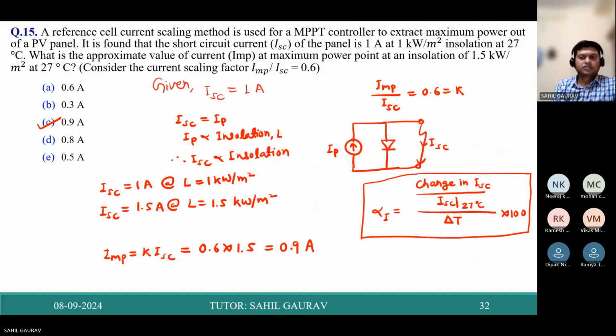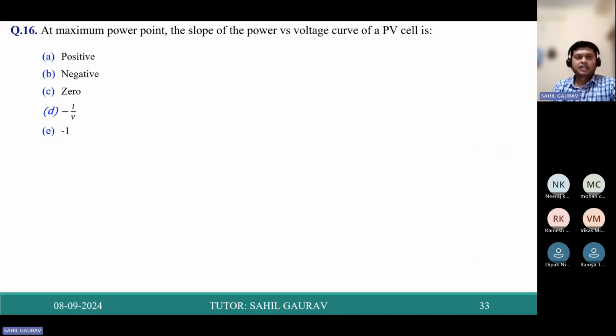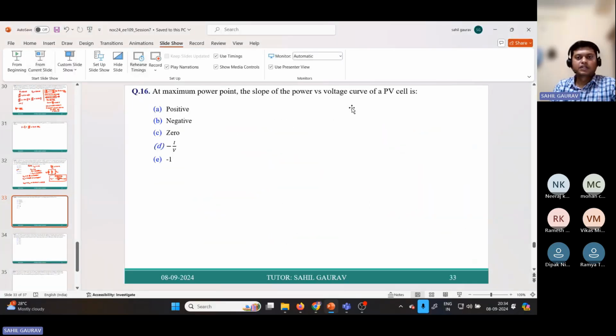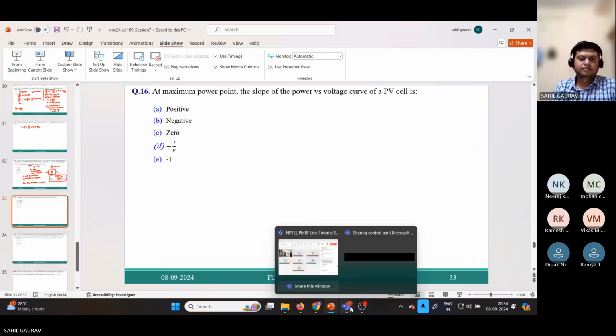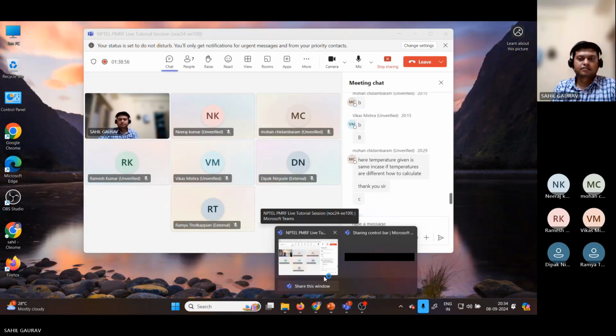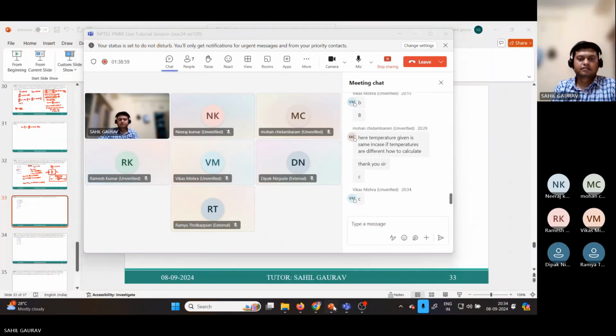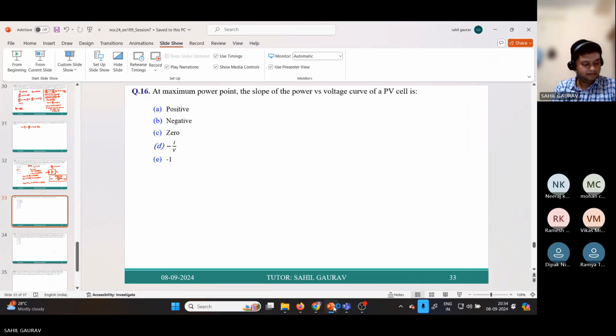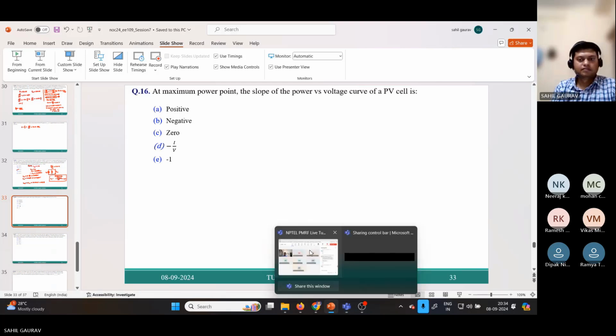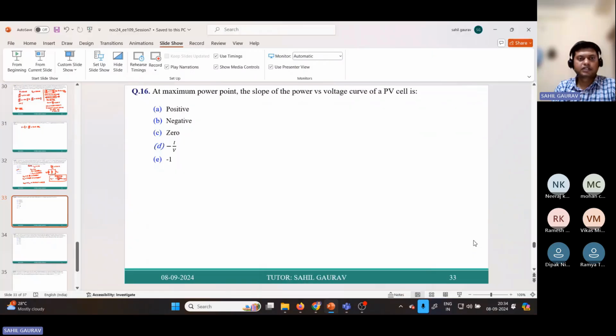Okay, Mohan. So let us see the next problem. At maximum power point, the slope of the power versus voltage curve of a PV cell is? Again, it is very easy. Please tell the answer. Yes, Vikas, Mohan, you're correct. The correct answer is 0.